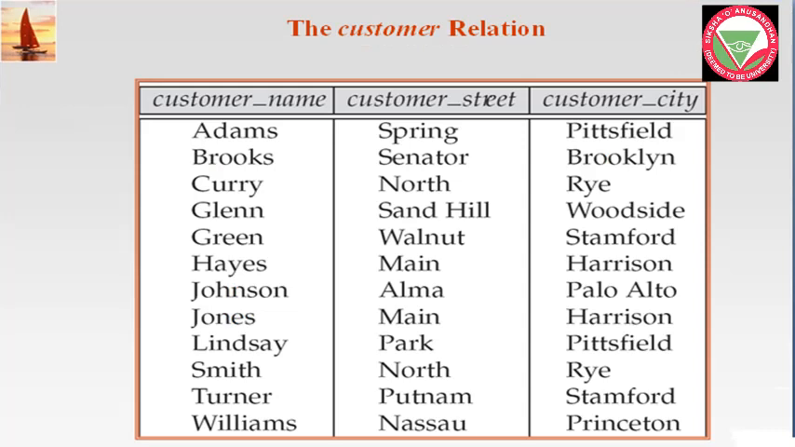Now in this particular slide, you have to pause the video and answer three of my following questions. Question number 1, what is the name of the relation? Question number 2, how many attributes are there in this particular relation? And question number 3, how many tuples are present in this particular relation? Pause the video for the next 10 seconds, write it down on a piece of paper, and then continue with the video.